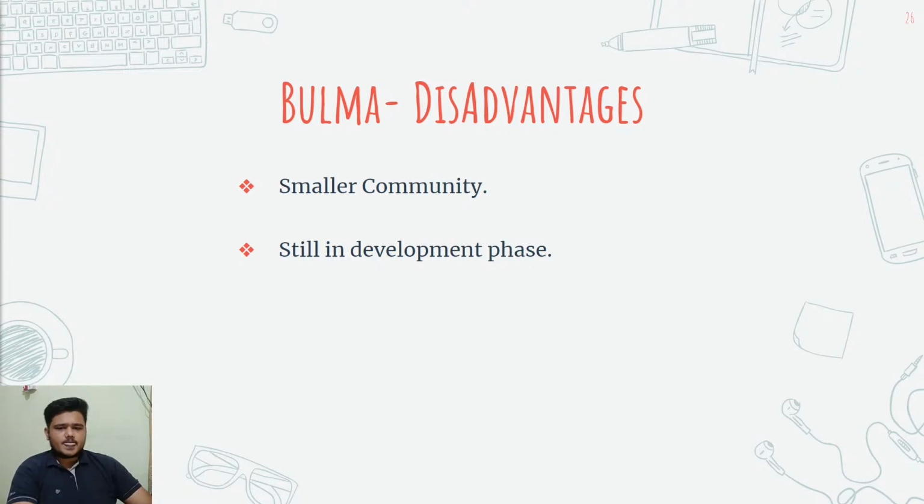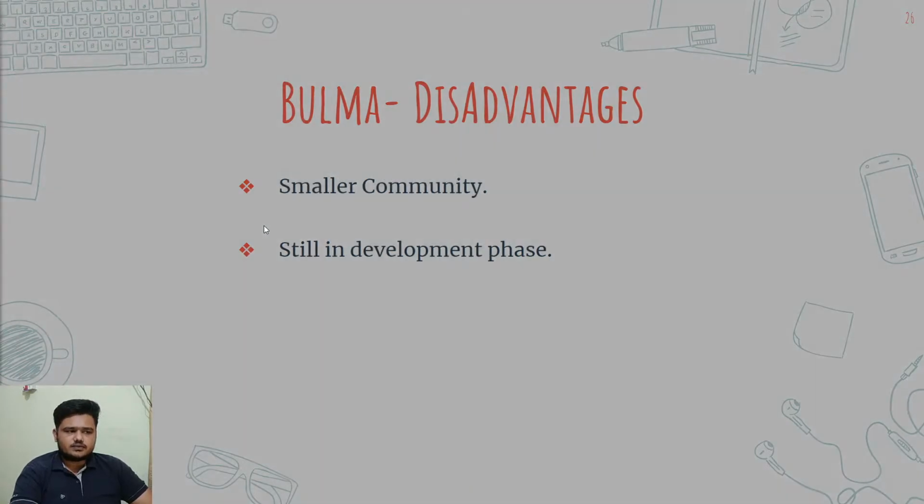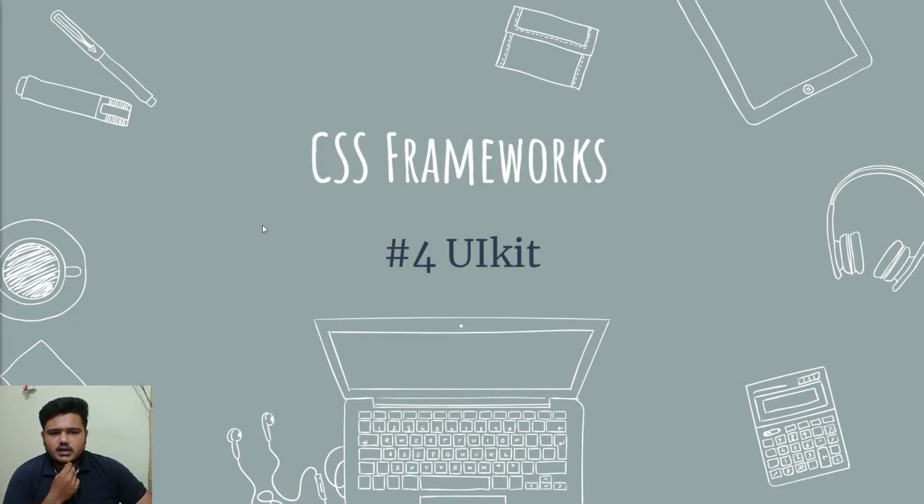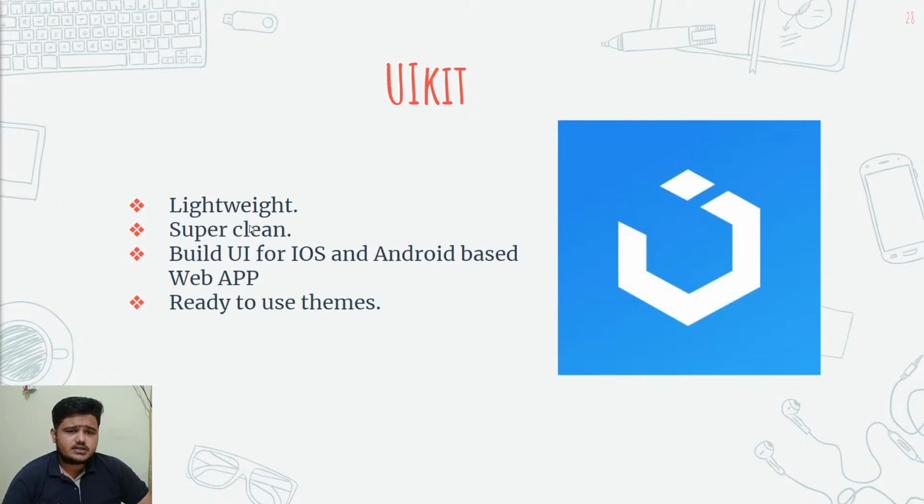Moving forward, the next framework that we are going to discuss is UIKit. UIKit also is one of the best CSS frameworks that has been updated by the CSS community. Let us check why every developer is calling UIKit the best framework. This framework is absolutely lightweight. It is an open source and modular front-end framework for developing fast and powerful web interfaces.